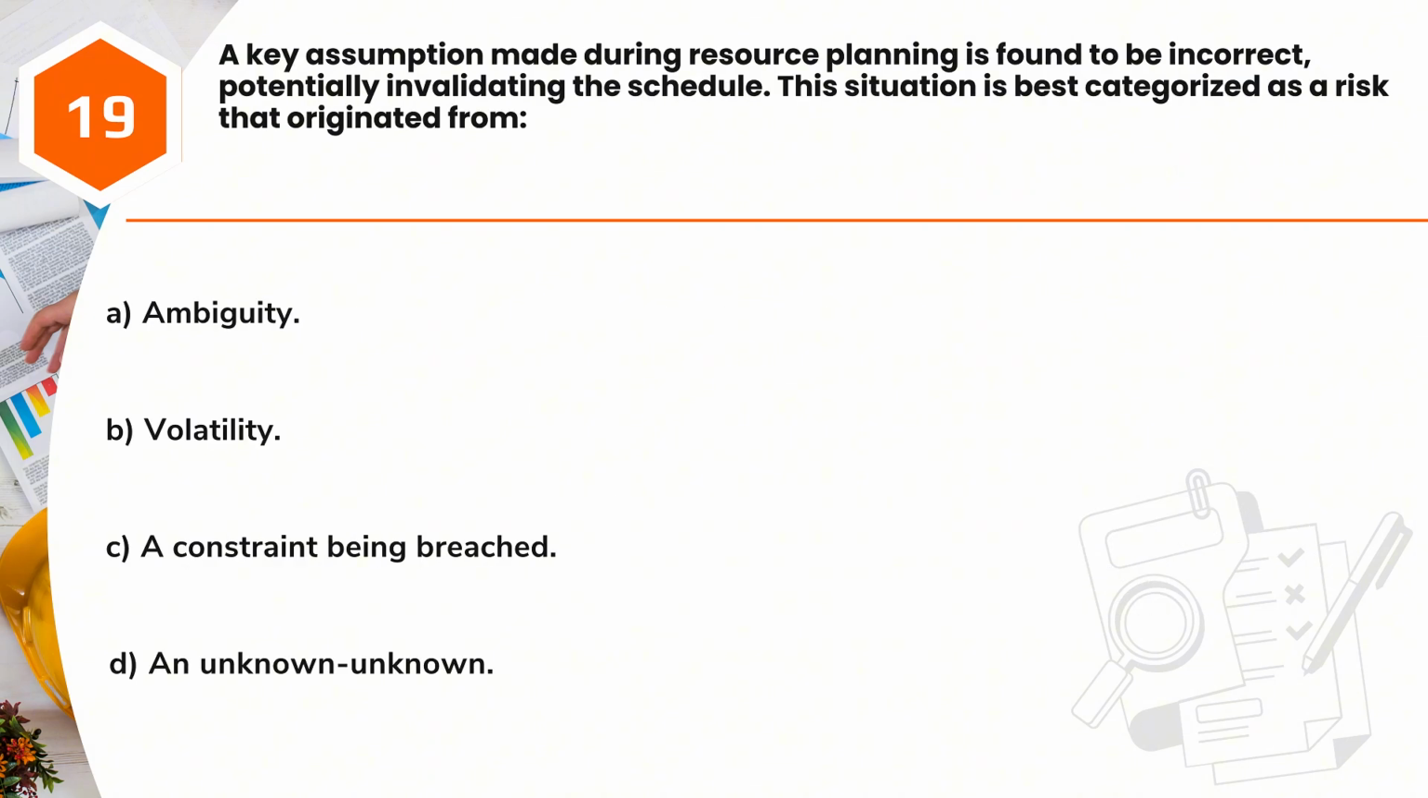Question 19. A key assumption made during resource planning is found to be incorrect, potentially invalidating the schedule. This situation is best categorized as a risk that originated from A. Ambiguity. B. Volatility. C. A constraint being breached. D. An unknown unknown.